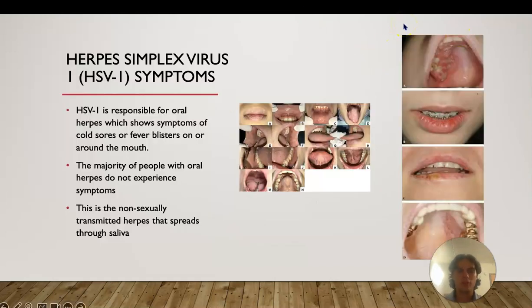Herpes simplex virus 1 is more or less just cold sores. Some of these pictures are pretty brutal, but honestly, for the most part, HSV1 is not that bad. HSV1 is mostly called oral herpes, which shows symptoms of cold sores or fever blisters on or around the mouth. The majority of people with oral herpes do not experience symptoms. It is non-sexually transmitted; it spreads through saliva, but not through sexual contact.